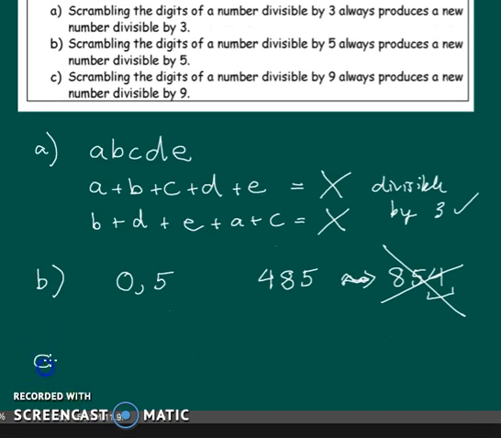What about a number that is divisible by 9? Well, the rule for 9s is the same as the rule for 3s. So once again, all we're doing is adding all the digits together, and it doesn't matter which order we add them in. So scrambling the digits of a number divisible by 9 will give us another number that's divisible by 9.